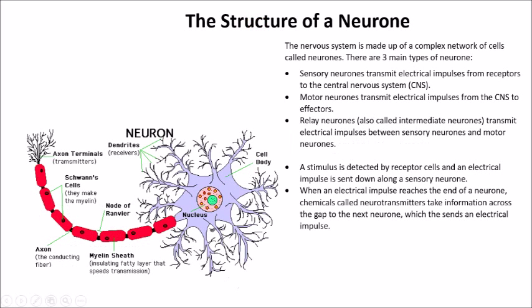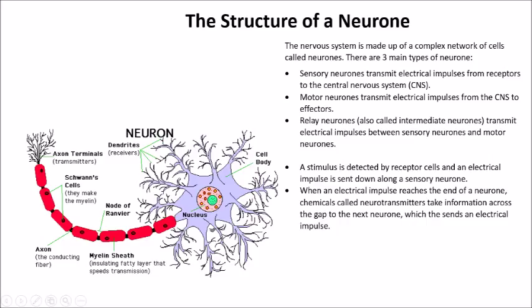A mammalian neuron is made up of 6 different parts. These are the cell body, dendrons, an axon, Schwann cells, a myelin sheath, and the nodes of Ranvier. A cell body contains a nucleus and large amounts of rough endoplasmic reticulum. This is associated with the production of proteins and neurotransmitters.